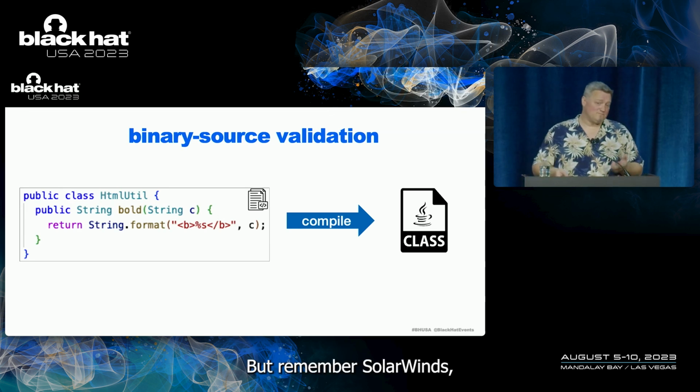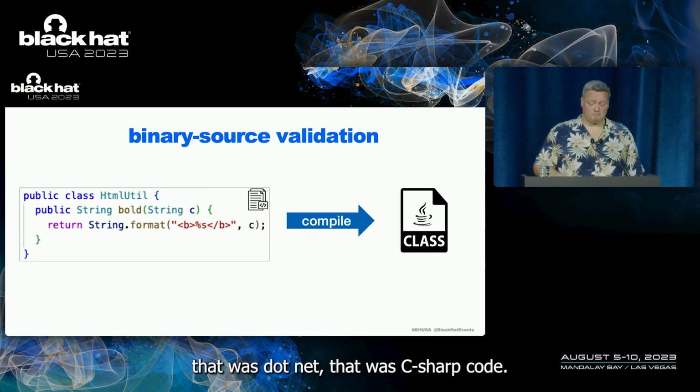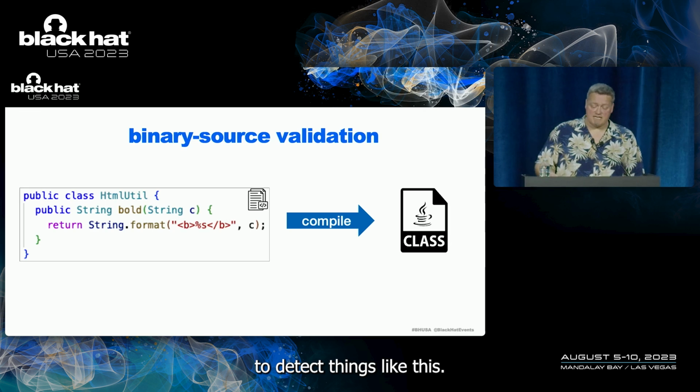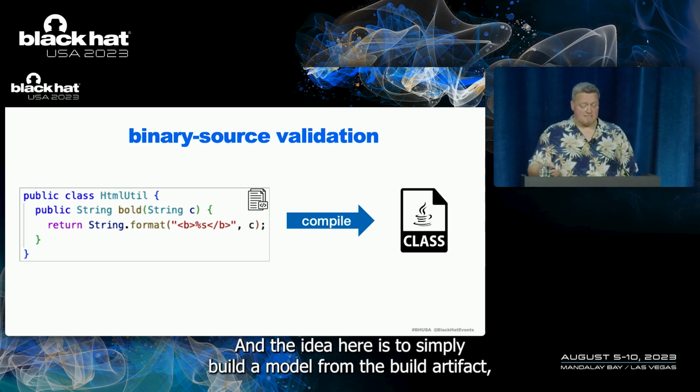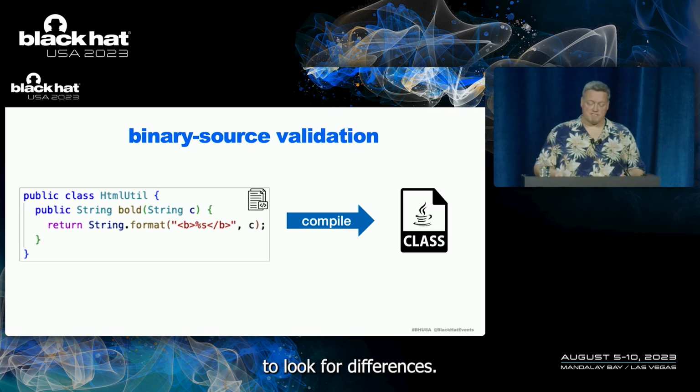But remember, SolarWinds, that was .NET. That was C# code. So I think there's a lot that we can do in that ecosystem to detect things like this. And the idea here is to simply build a model from the build artifact, build a model from the source code, and compare the two models to look for differences.